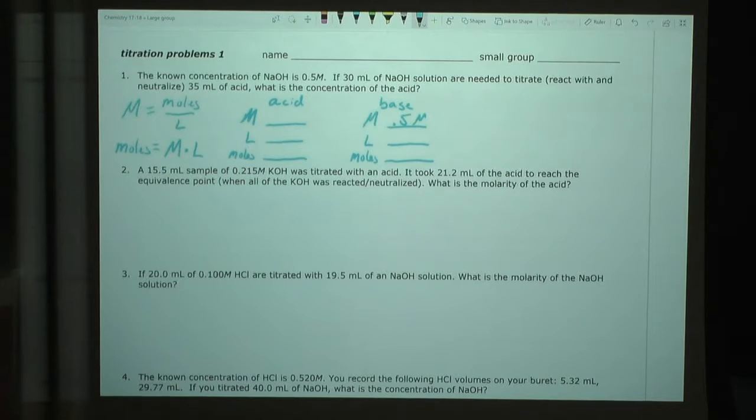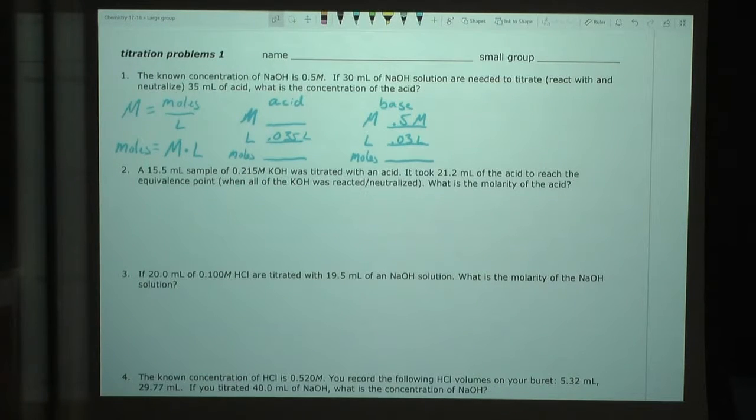0.5 molar base. If 30 mL of this solution are needed to titrate, so 30 mL is 0.03 liters, are needed to titrate, react, and neutralize 35 mL of acid. So over here, then I put my 0.035 liters. That's what I know. The question is, what is the concentration of the acid?